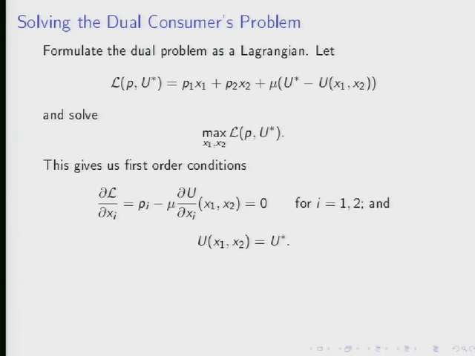So the slope of the line is pinned down by prices because the consumer takes that as given, and the indifference curve is given as well. The consumer is not trying to change their own preferences, and so we look at the tangency between the budget line and the indifference curve. That pins down graphically the solution to the dual consumer's problem.